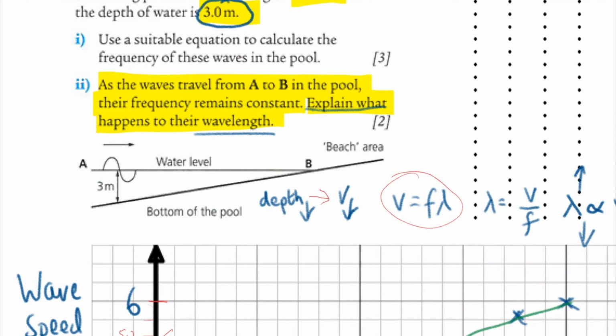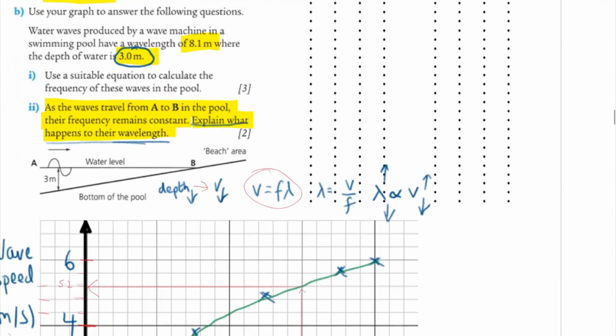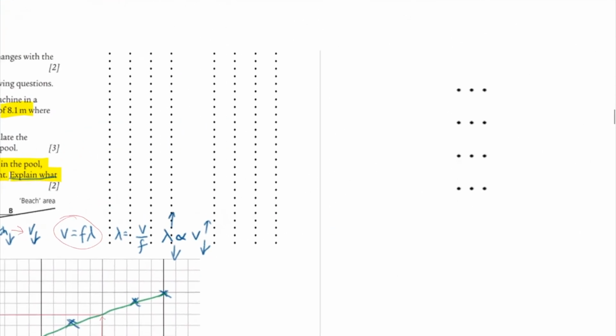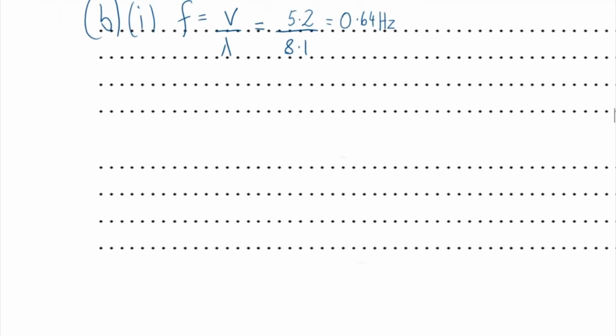And that's what it's asking us to do. Explain what happens to the wavelength. Now, if you said the wavelength decreases, you get a mark. But to get the full 2 marks, you need to explain why it decreases. So it's good in the answer to first of all state what you think is going to happen. And what you think is going to happen is the wavelength is going to decrease.